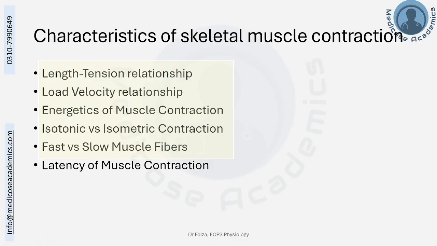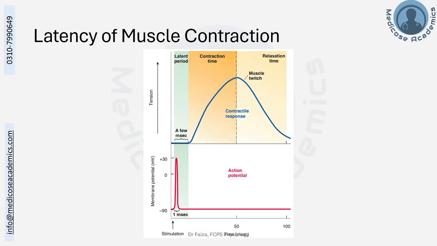The last characteristic of skeletal muscle contraction is latency of muscle contraction. That is evident by this graph. Here comes the electrical activity, the action potential. But the skeletal muscle fiber starts contracting a few milliseconds after the action potential is over, slowly reaches its peak of contraction, and then there is relaxation after about 100 milliseconds.